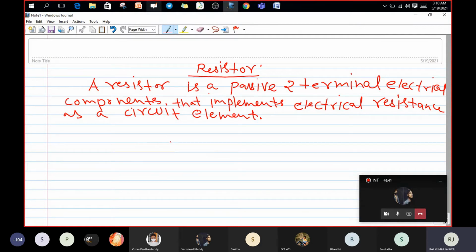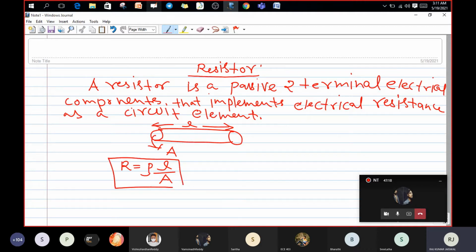Okay guys, yes, you should write. This is a piece of wire. This length is L, and cross-sectional area is A. Then what is the relation between resistance and resistivity? R equals rho L by A. This resistance unit is ohm.